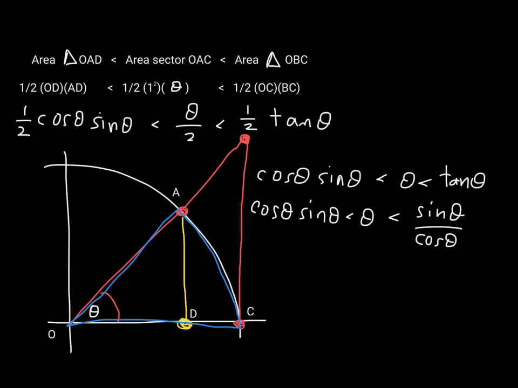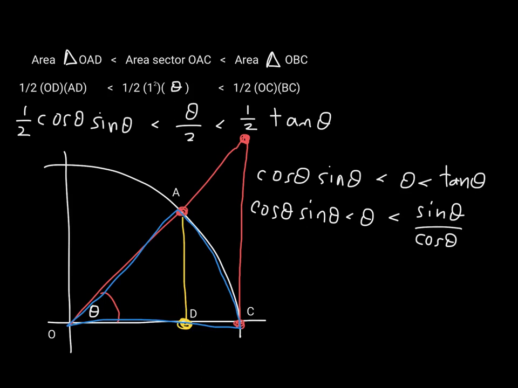Now, at this point, you may want to remember what it is we're trying to do. We're trying to show that the limit, you can go back in your notes, as theta approaches 0 of sine of theta over theta. All I have right now is theta. I need sine of theta over theta.